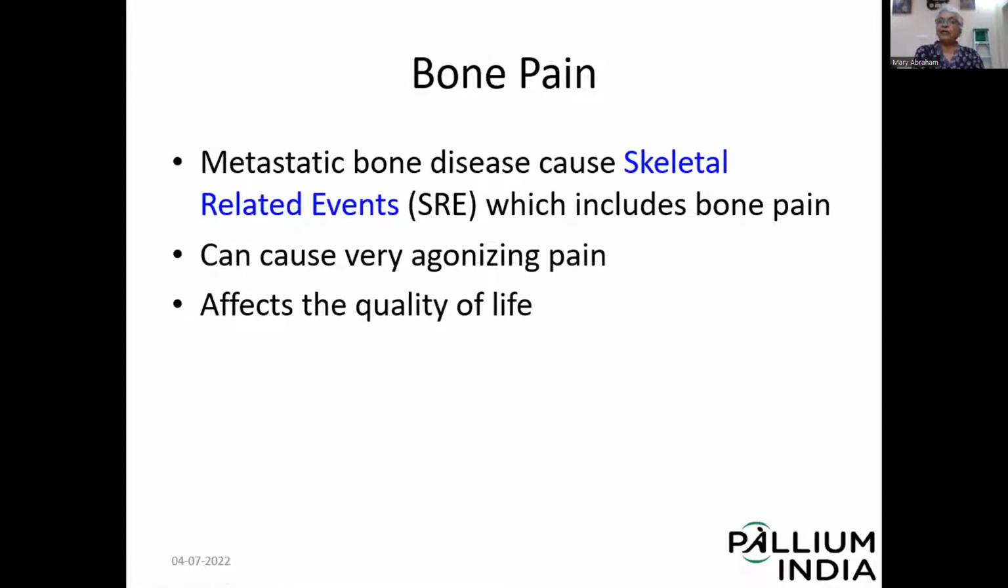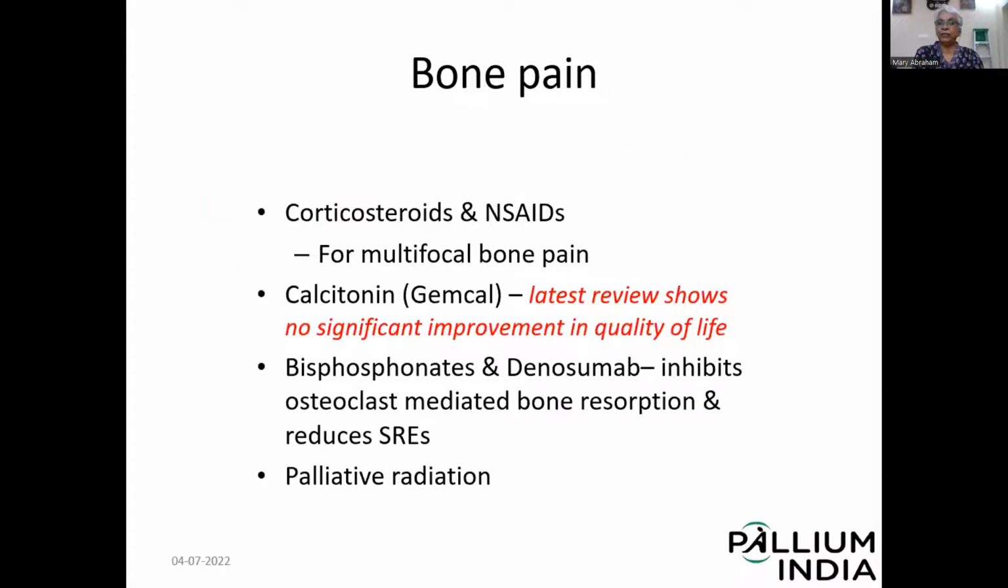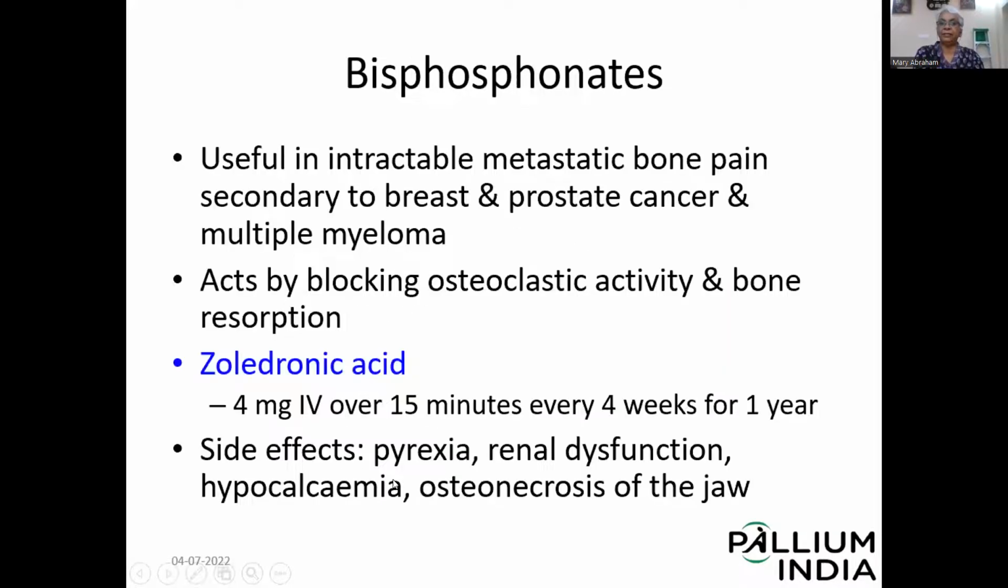Bone pain. Metastatic bone disease can cause what is called skeletal-related events, and out of which bone pain is very, very important. It can be very agonizing and affects the quality of life. The various drugs that are given for bone pain include corticosteroids and NSAIDs, calcitonin, but recent reviews show there's no significant improvement in quality of life. But the important ones that we use are the bisphosphonates and denosumab and palliative radiation.